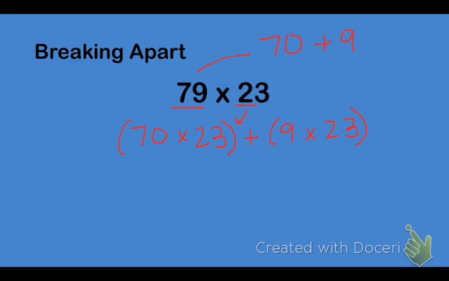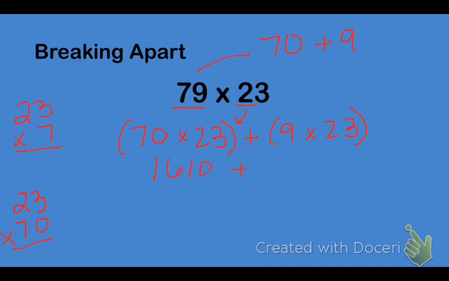Now, I'm going to actually do the calculations now that I have everything broken apart. So 70 times 23, just a little thing to think about. If you have 23 times 7, it's really the same thing as asking you what's 23 times 70, but in this case you're just adding an extra place value, an extra 0 place value, an extra tens place. So if 7 times 23 is 161, then 23 times 70 is 1,610.